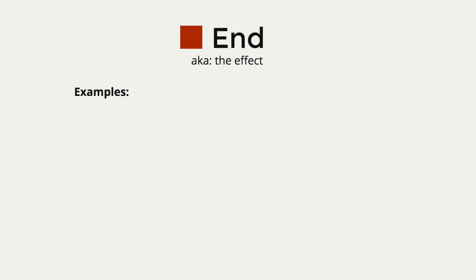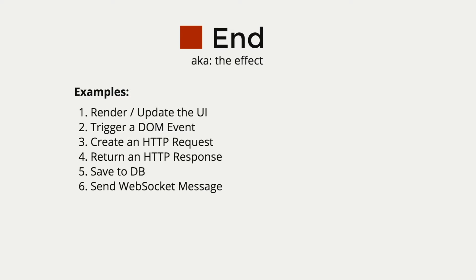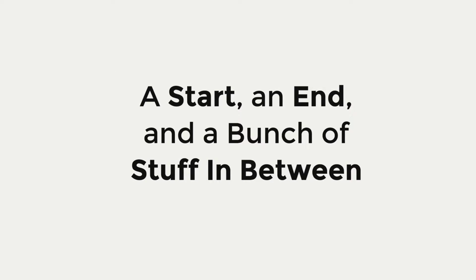So let's look at the end. What's the very end thing that ends up happening? You end up rendering or updating the UI. Maybe you trigger another DOM event. I mean, maybe that's the effect that happens. Maybe you create an HTTP request. Maybe you return a response. Maybe you save information to a database. Or you send a WebSocket message, right? So we have these things happening here, and they lead to things happening there. So a start and an end, and then some stuff in between we haven't really talked about, right? Just the easy stuff.